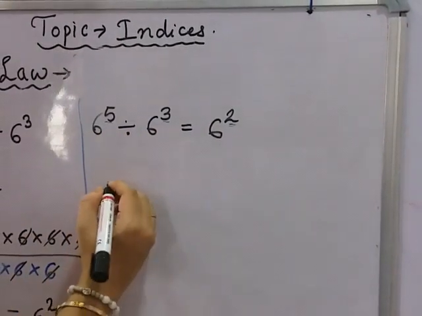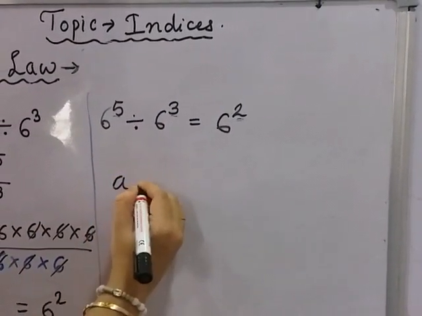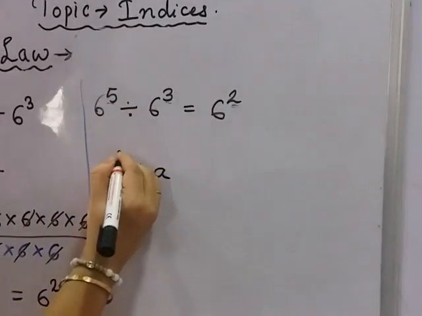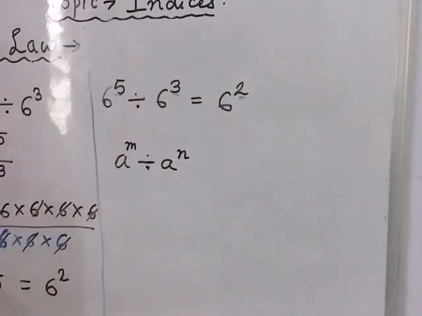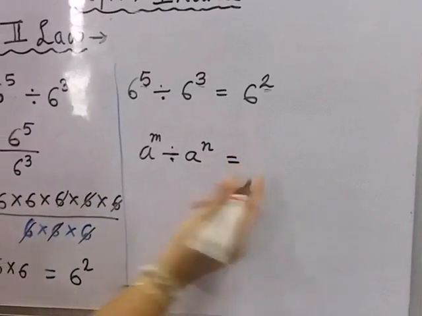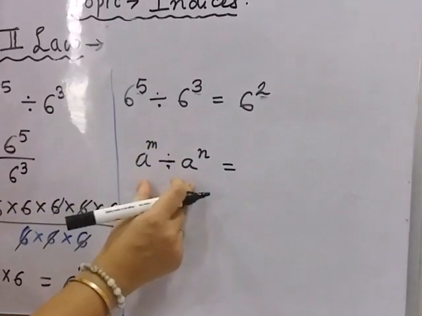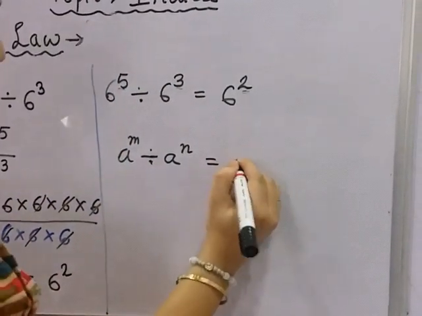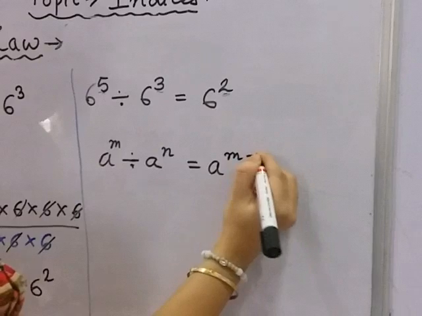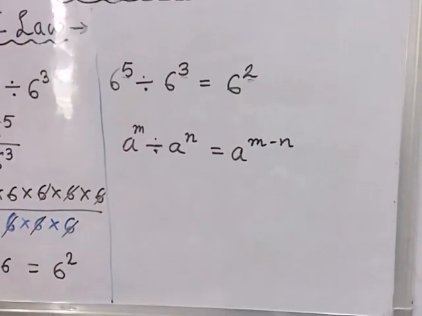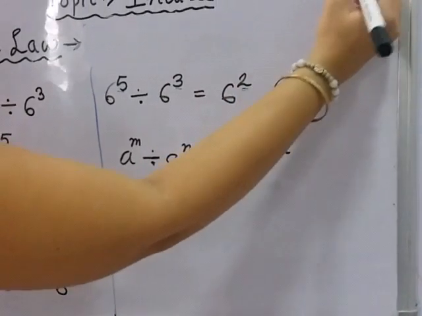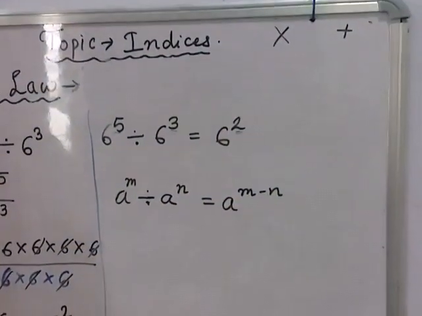Again, now the bases are same. Bases are same and we have to divide. The indices are different, and we are going to call them m and n. I repeat once again, the bases are same but the indices are different and we are going to divide. At that time we are going to subtract the indices. I hope you understand, student, what we learned in the first law: multiplication and the relationship with addition.